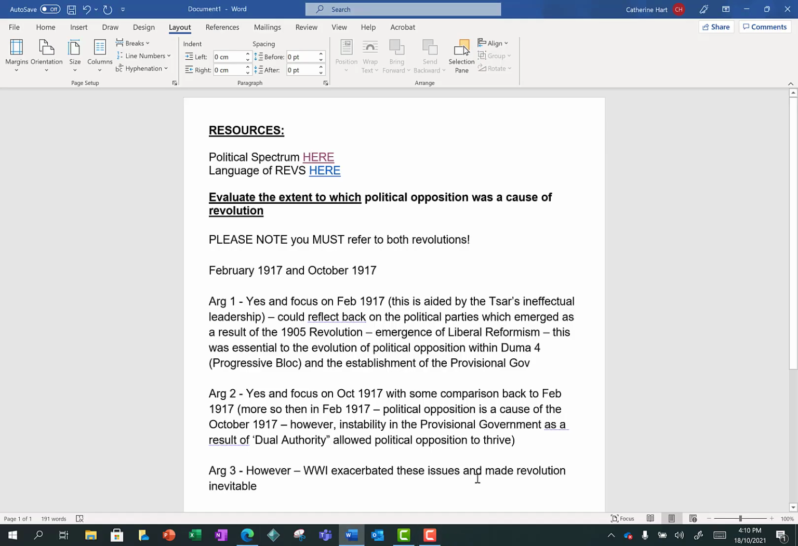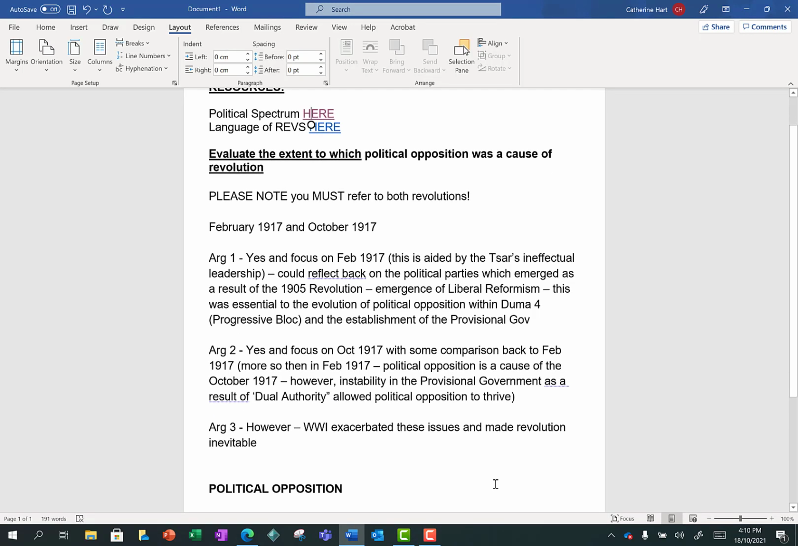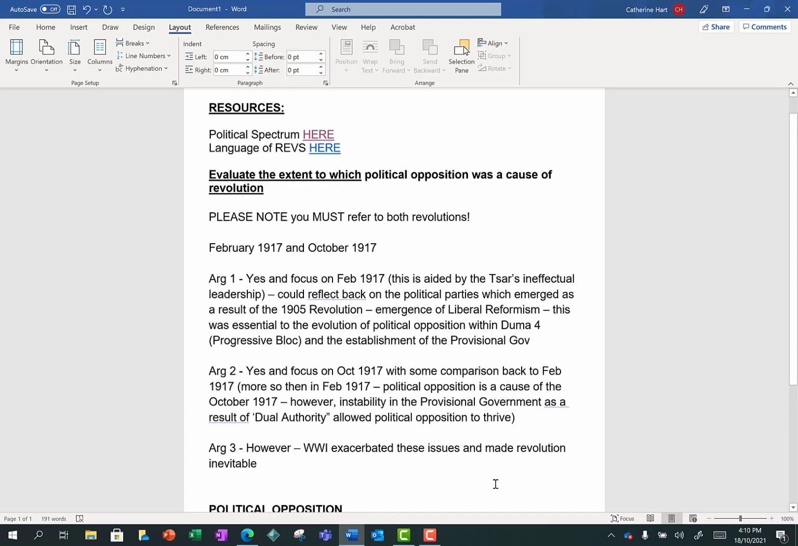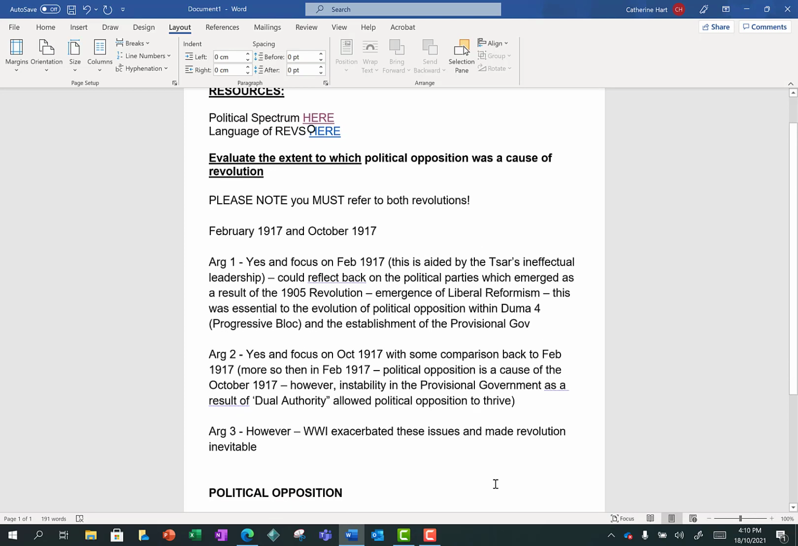So let's go back and have a look at this. I'm probably thinking about this going to talk about yes, political opposition was a cause of revolution. Okay, and that political opposition is a response to the Tsar's ineffective leadership. Okay, and that political opposition emerged very early on. Some of it was radical, but it's not the radical forms of that opposition that take down the Tsar in February 1917. Indeed, people like Lenin aren't even in the country.